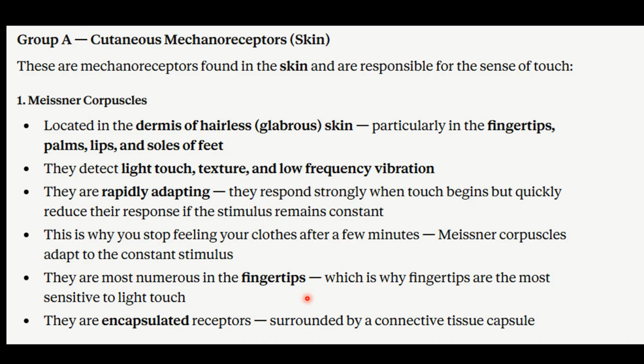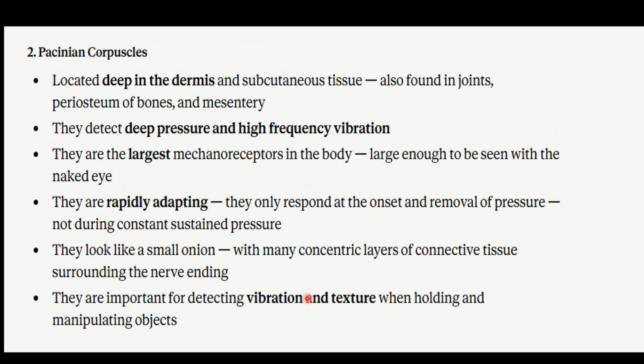Now we will see the second type of cutaneous mechanoreceptors, that is Pacinian corpuscles. Pacinian corpuscles are basically located deep in the dermis and subcutaneous tissue, and also found in joints, periosteum of bone and mesentery. They mainly detect deep pressure and high frequency vibration. Okay, so they detect high frequency vibration, and they are the largest mechanoreceptors in the body.